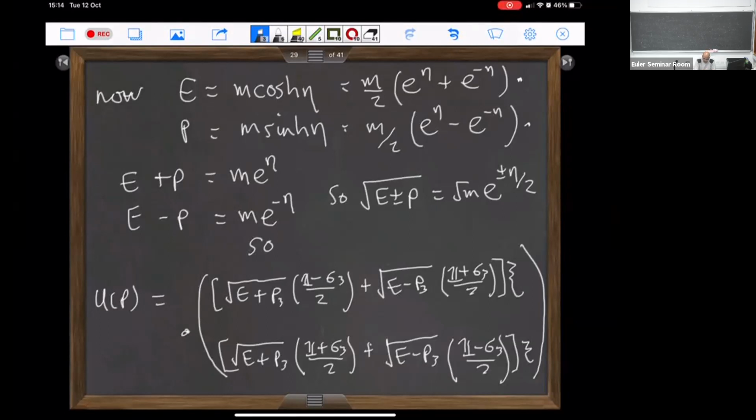So the upper two components are given by this 2x2 matrix in the square brackets multiplied by zeta, and similarly for the lower ones. You get a slightly different, but very similar matrix for the lower two components.